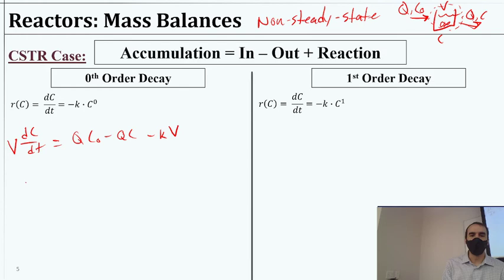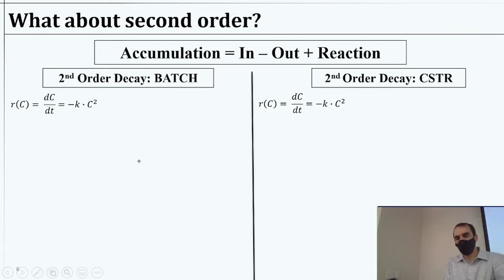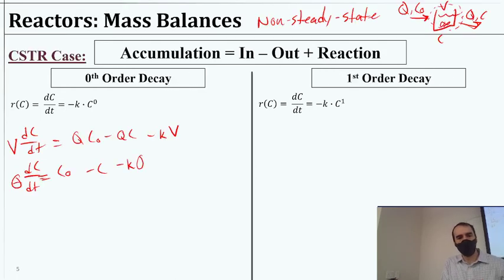So let's work with this for a moment. If we divide everything by Q, seems like a pretty handy thing to do sometimes, then we'll end up with V over Q on the left is theta, minus C naught, let's be correct here. Theta dc dt is equal to C naught minus C minus K theta. Depending on what we're solving for here, we're going to have to integrate for C. So let's say we're going to solve for C here.